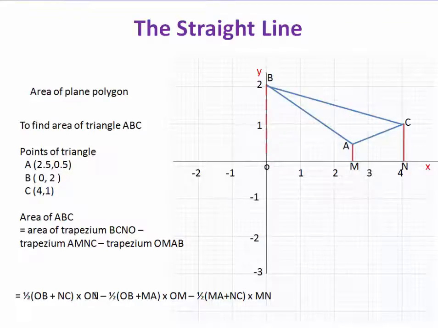This is the formula for working out the area of a trapezium. So it's half this side plus this side, the lengths, multiplied by this width. Okay, so if we were working out the big trapezium, it would be half of OB plus NC multiplied by NO.